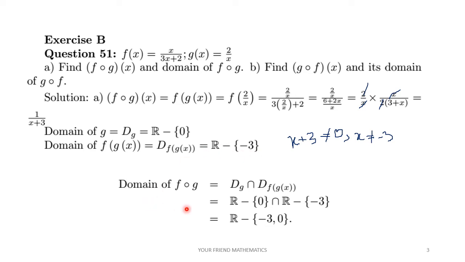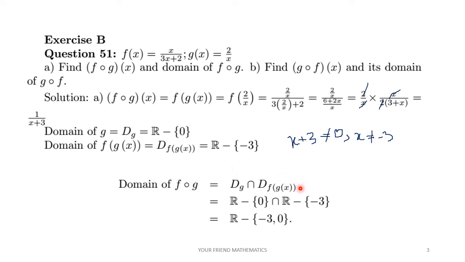So the domain of f composition g is x belongs to the domain of g, and then g of x belongs to the domain of f. So when g of x belongs to the domain of f, then we can apply f on g of x and we get f of g of x. So we take the intersection. Domain of g is R minus {0}, and domain of f of g of x is R minus {-3}. We take its intersection and we get R minus {-3, 0}, all real numbers except minus 3 and 0.